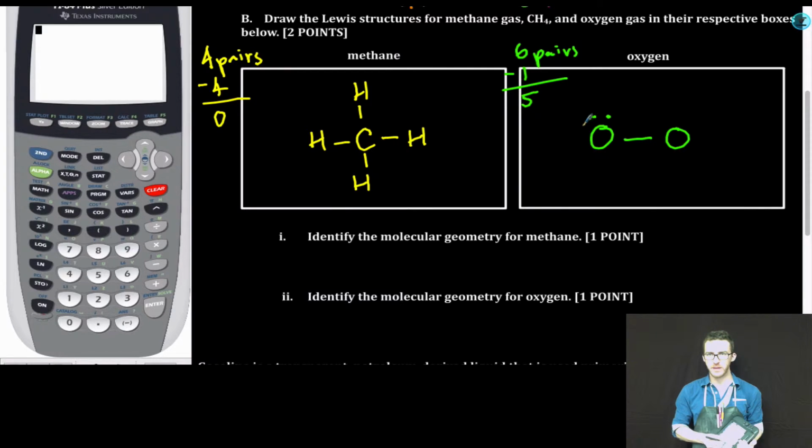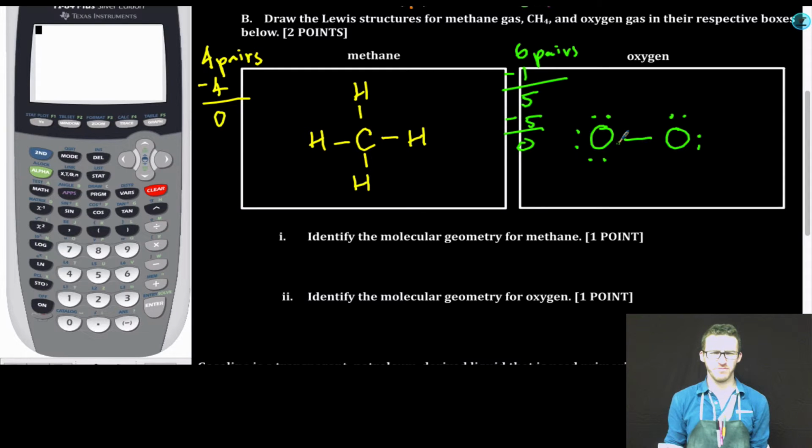I'm going to put 3 pairs on this oxygen so that it has 8, and 2 pairs on this one. Used up all my pairs. I have no pairs left. I'm done, but check carefully. Oxygen must follow the octet rule. The oxygen here does. The other oxygen does not, but I don't have any more pairs to give it.